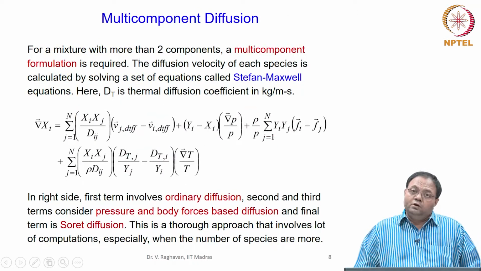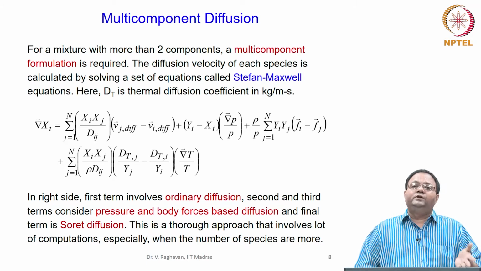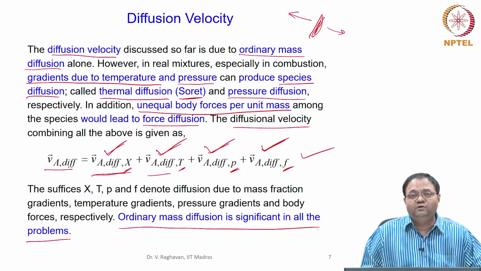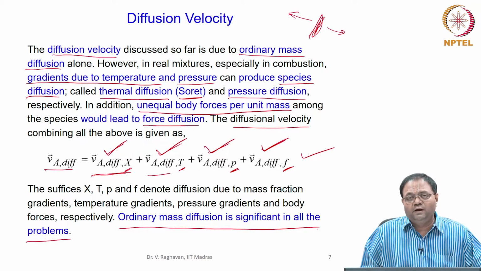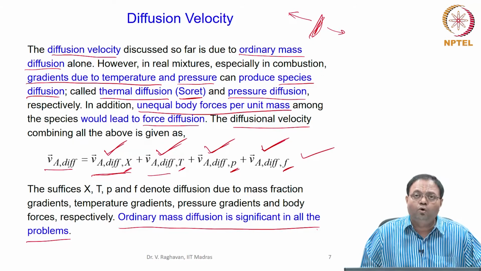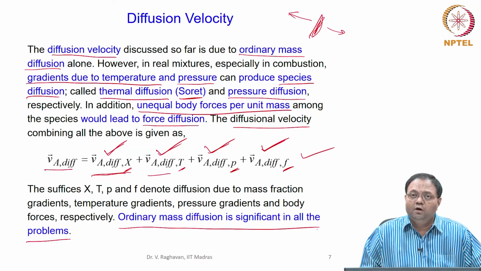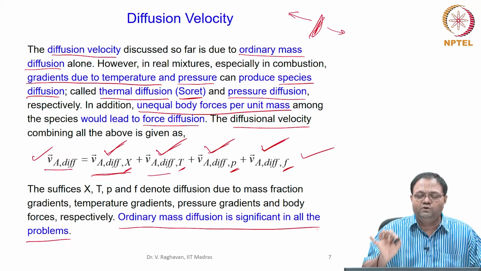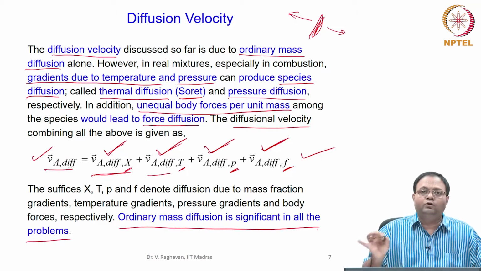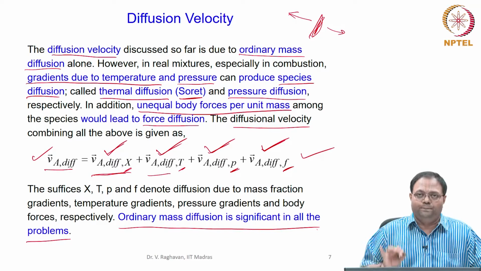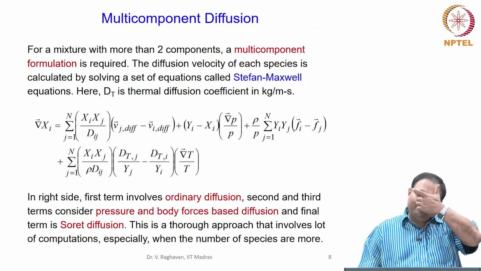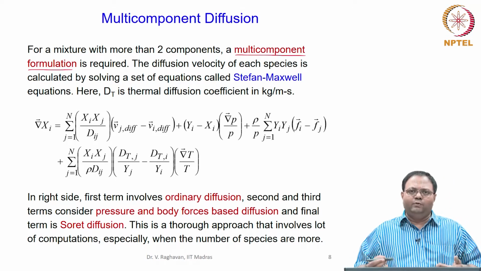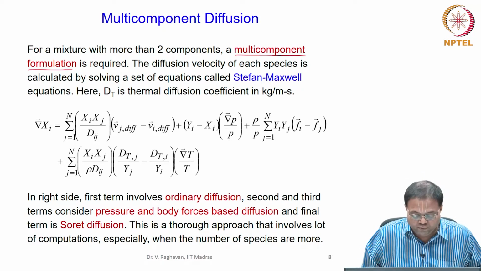Now we will add the complexity of more than two species being present. Here we have seen the complexity of the diffusion velocity, which is not only due to ordinary diffusion; temperature gradient, pressure gradient, body force, etc. can also give rise to this diffusion velocity. So, we have to add up all these to get the net diffusion velocity of species A. That should be added to the mixture velocity to get the species velocity of A. Now, let us consider a multi-component formulation for the mixture with more than two components. It will work for two components also, but we will consider more than two components here.